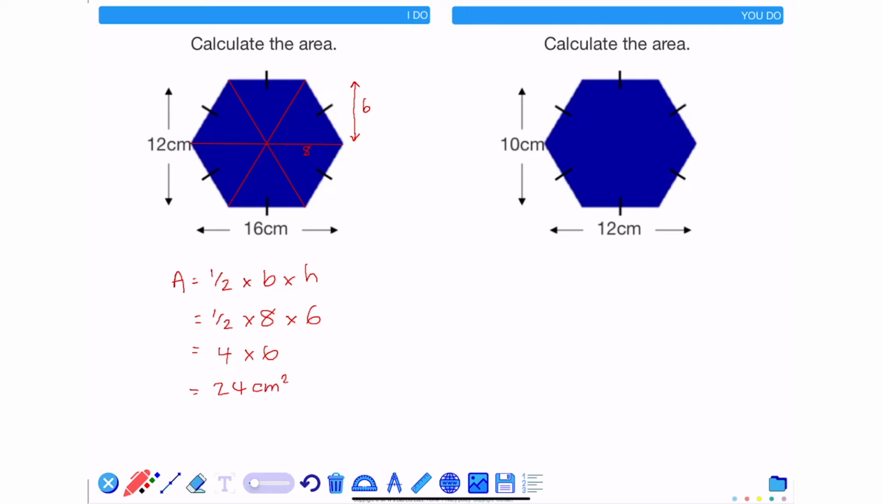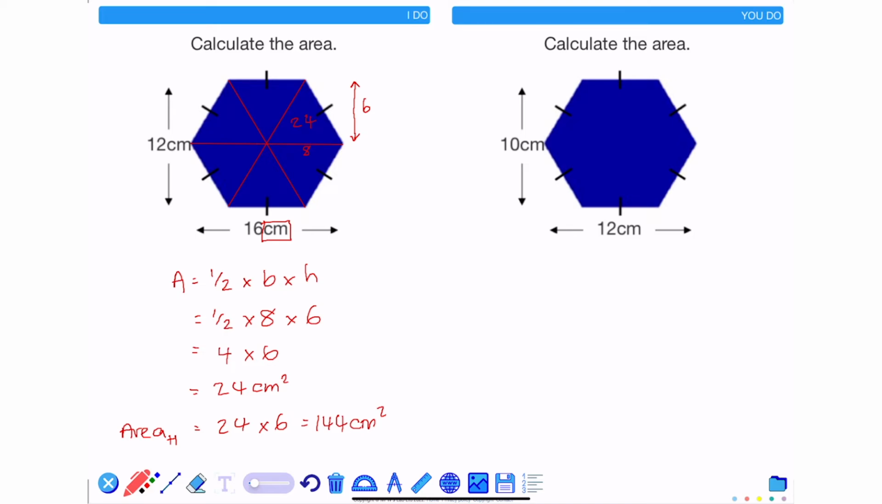I now know that the area of one triangle is 24, but I've got 6 of them, so the area of the hexagon will be 24 times by 6. This gives me 144, and because the original dimensions were measured in centimeters, the area will be centimeters squared.